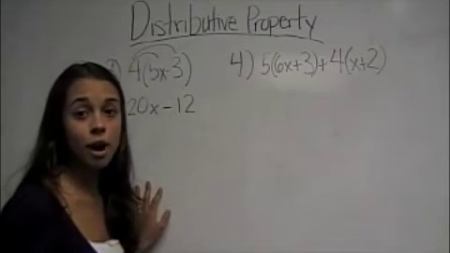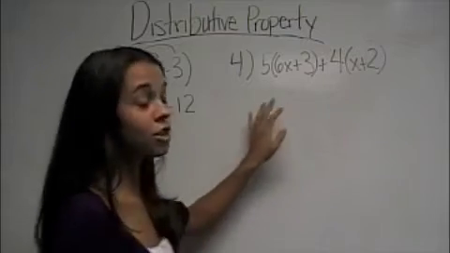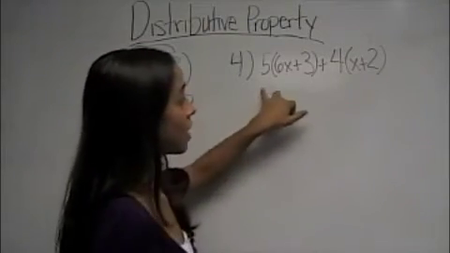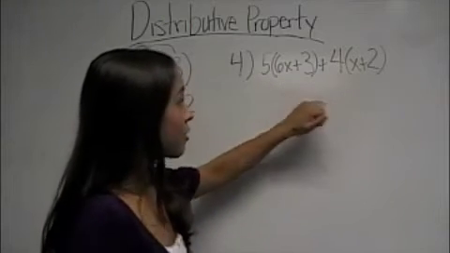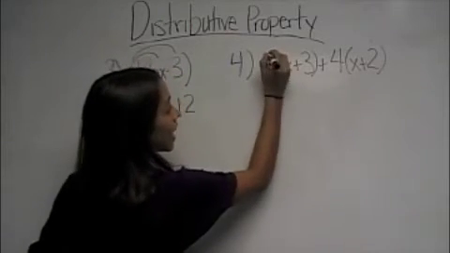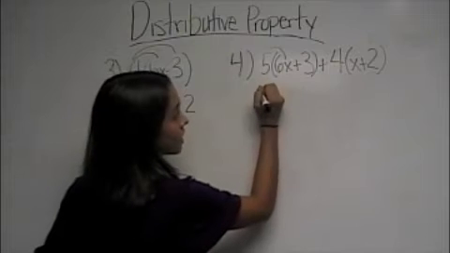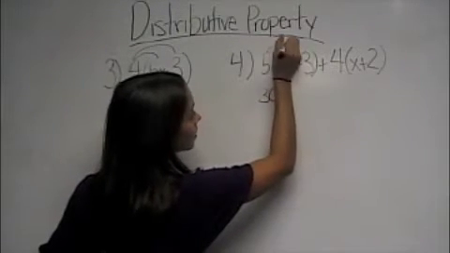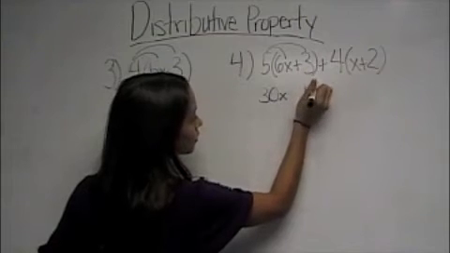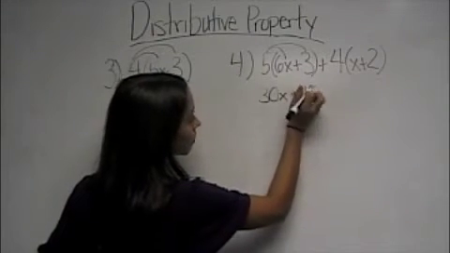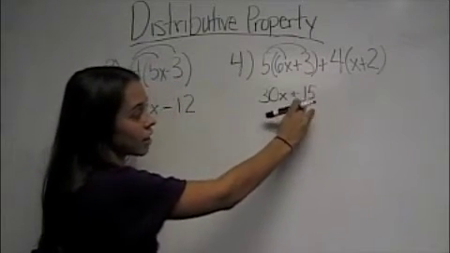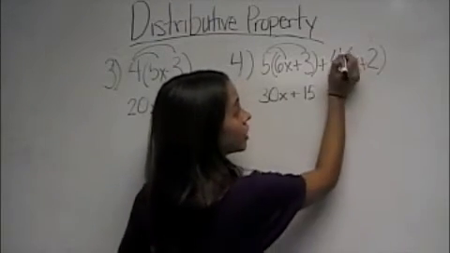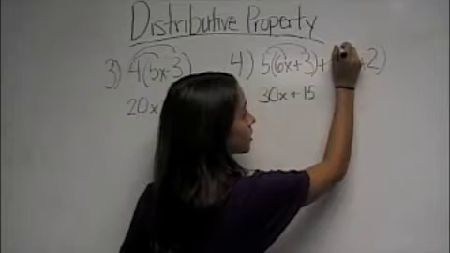Let's move on to problem number 4. We also have variables in this one, and it's a little bit more complicated. Let's take our first part of the problem. 5 times 6x is 30x. 5 times 3 is 15. Bring down our plus. Now we can't do anything else with this part of the problem, so let's move on to our second part. We're going to distribute our 4 into parentheses.